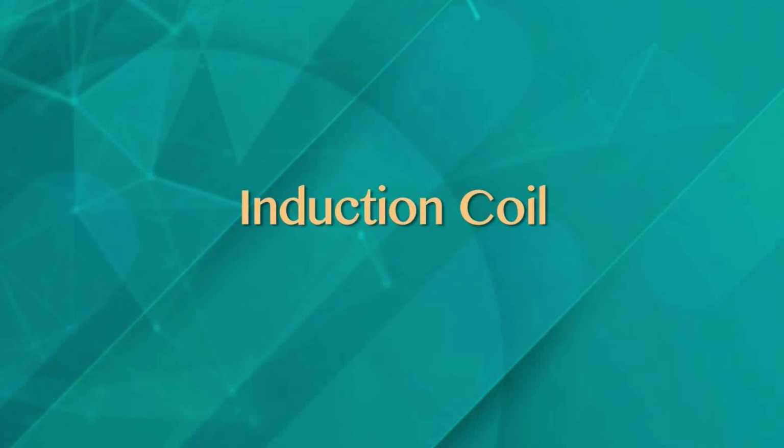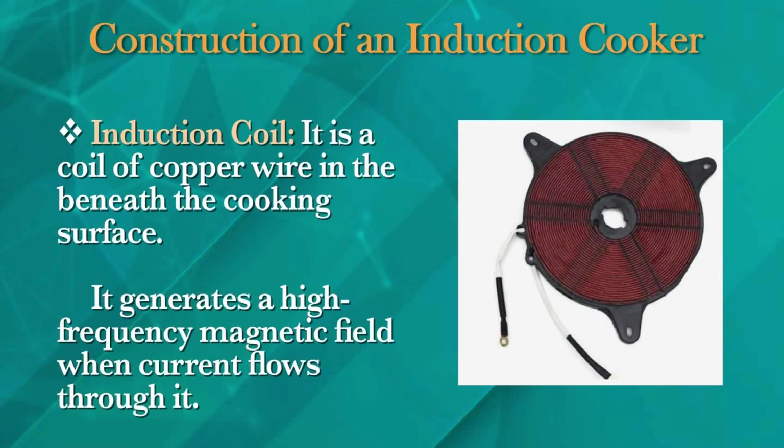Induction coil. It is a coil of copper wire beneath the cooking surface. It generates a high frequency magnetic field when alternating current flows through it. The magnetic field is what induces the electrical current in the cookware.